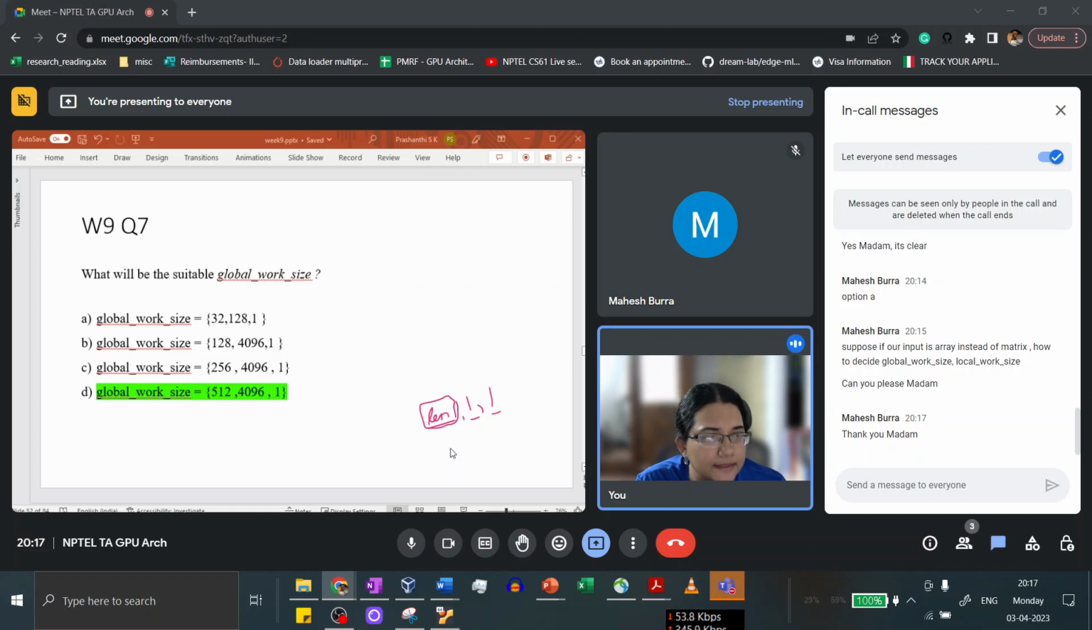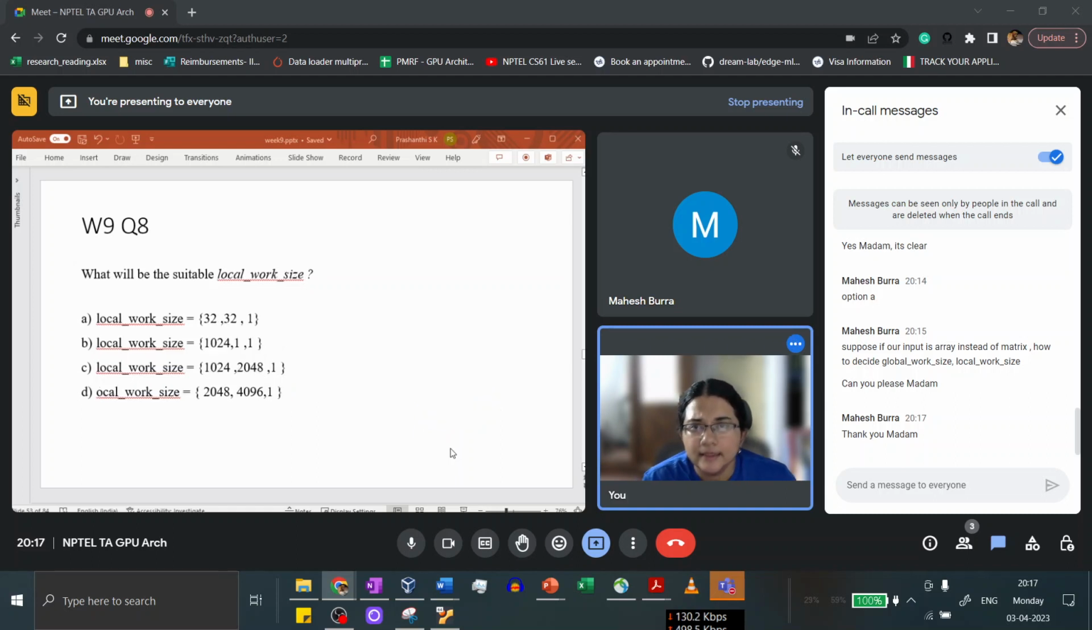Great, that's clear. Okay, in this question, what is the suitable local work size? It's the exact same explanation as last time. You have a tile size of 32 cross 32, so your ideal one is 32 cross 32, since it matches that dimension and the number of threads is equal to the same. So I think this is straightforward.